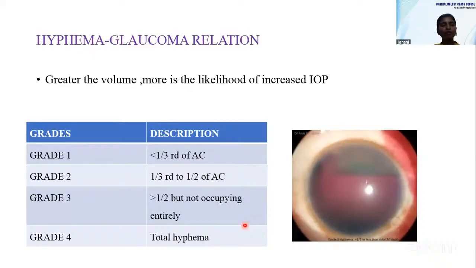And coming to the hyphema and glaucoma relation, the greater the volume of hyphema, the more likely it is to develop increased IOP. The grades being grade 1 when it is less than 1/3 of the anterior chamber, grade 2 when it occupies 1/3 to half of the anterior chamber, and grade 3 when it is more than half of the anterior chamber but not occupying it entirely. Grade 4 will be total hyphema. In this picture you can see grade 3 hyphema.